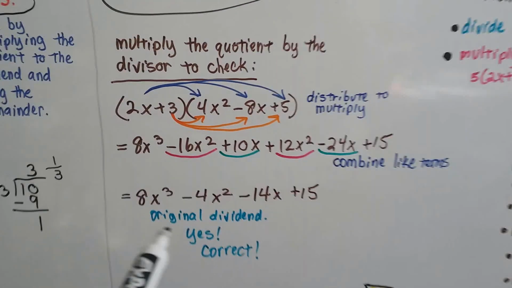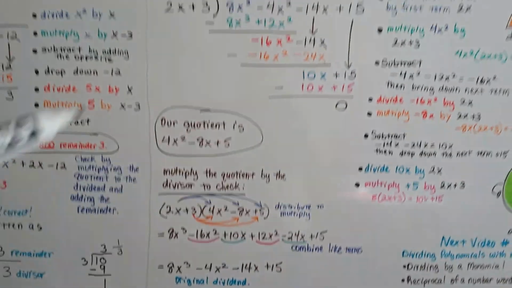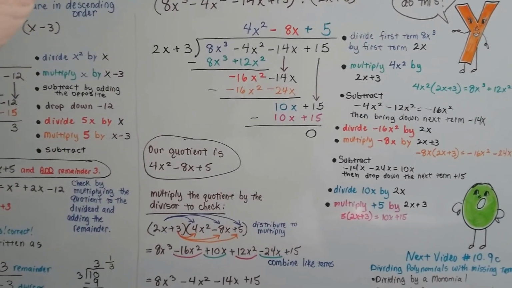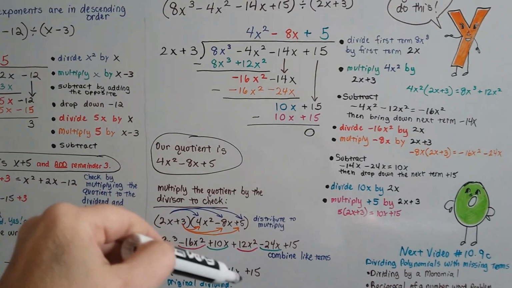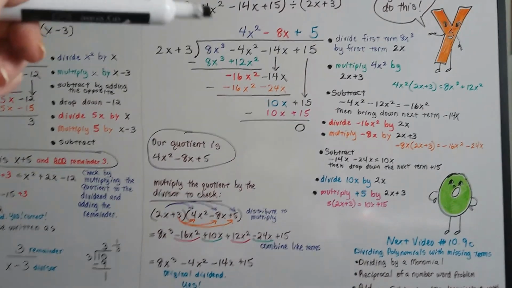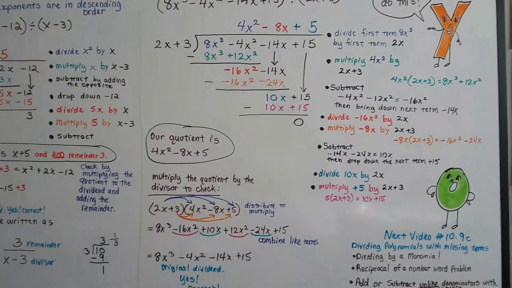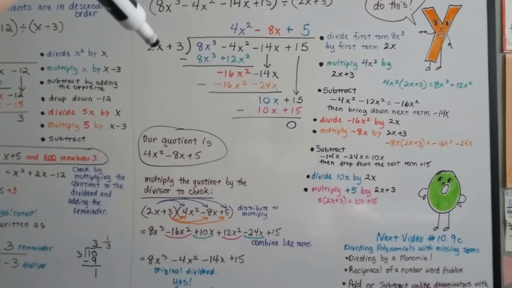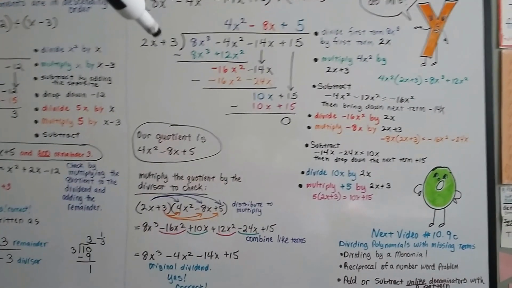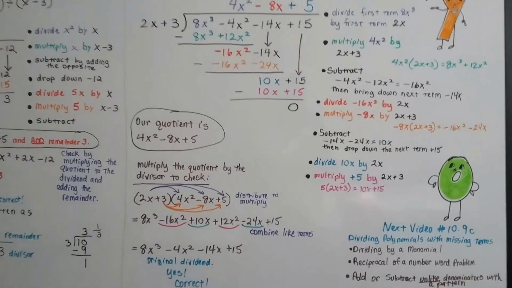And you know what? That's our original dividend. That's our original dividend. Look at that. It's the same thing. Let me back up a little bit. See? We've got the same thing, so we know we did it correctly. You know that when you multiply this quotient by this divisor, and you get that dividend, you did it correctly.